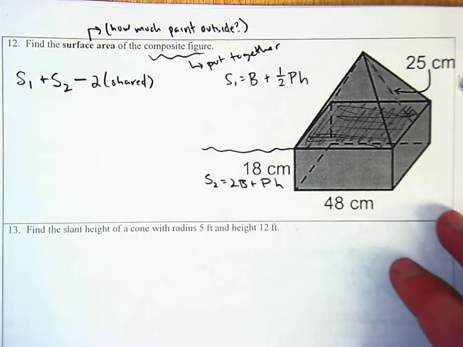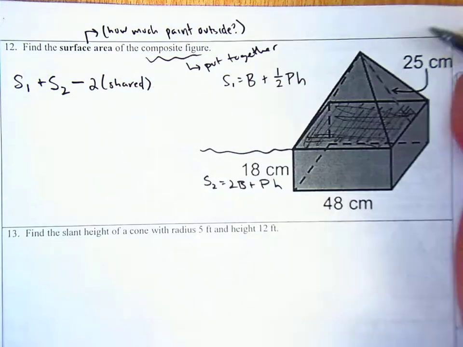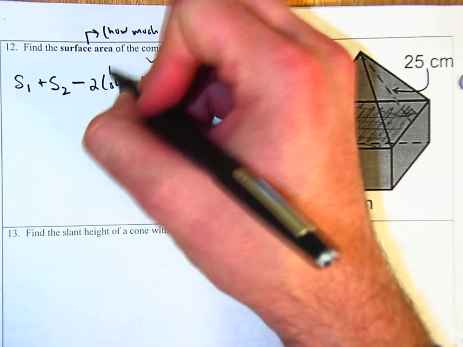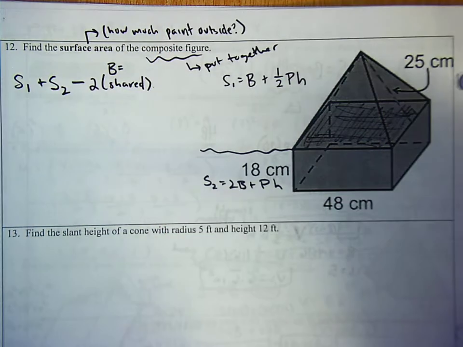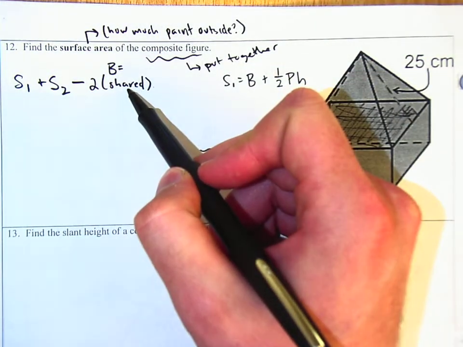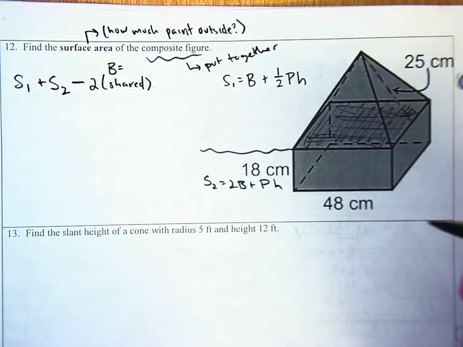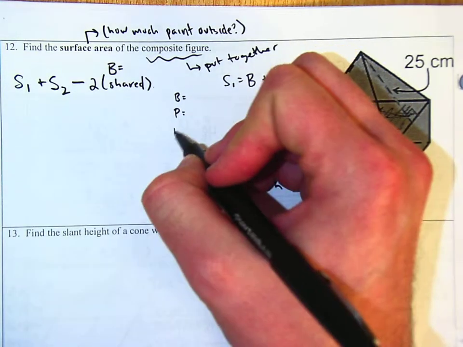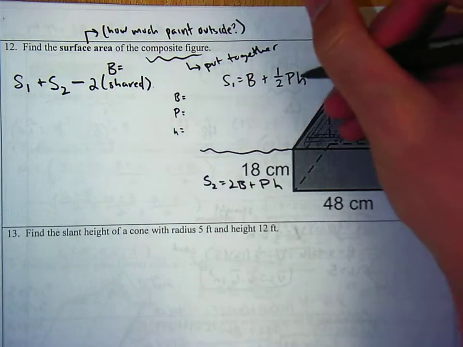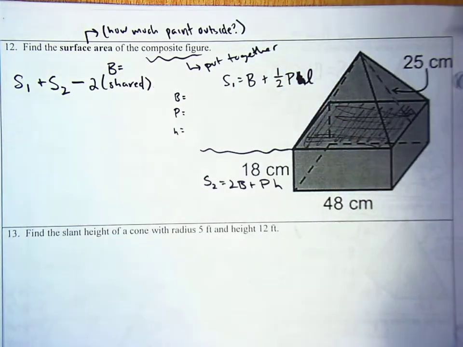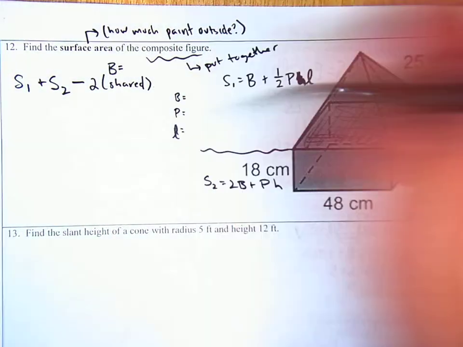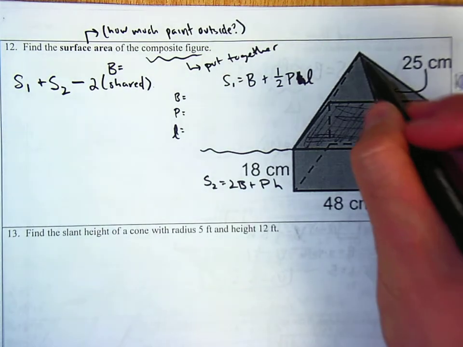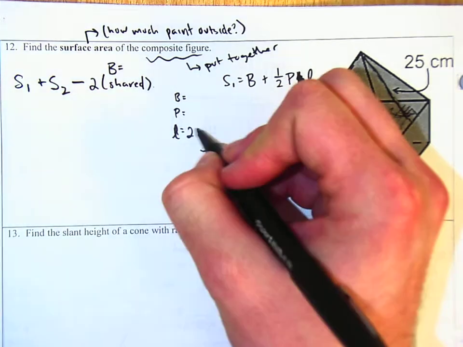The other thing is, if we think about this, what would my shared be? Well, my shared is this area of the base, so shared is going to be whatever B is. I'm just going to plug in B for shared, and then times that by 2. So for S1, we need to find B, we need to find P, and I'm sorry, this is not H. For surface area of a pyramid, it's L, the slant height. But that's good news, because they give us the slant height. It's right here. It's 25 centimeters.